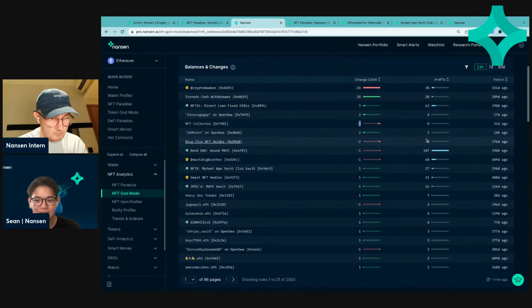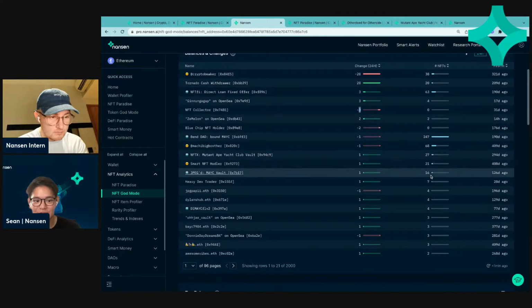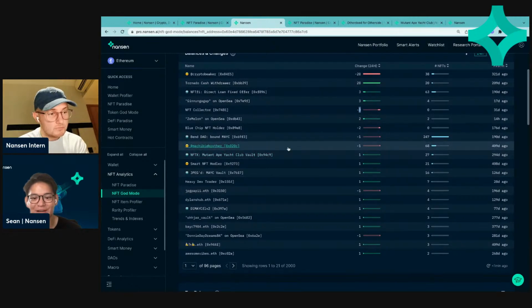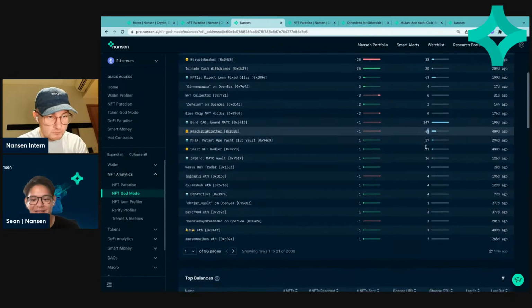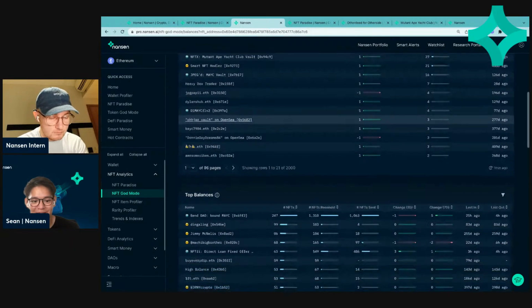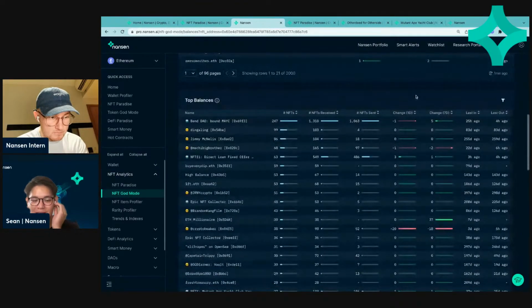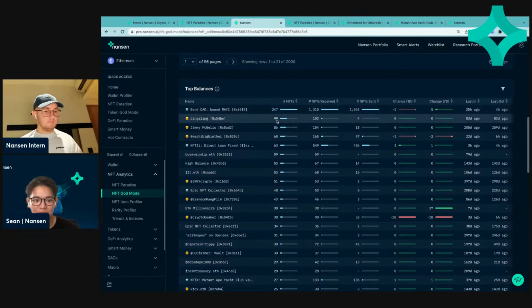You can see the balance of their NFTs as well. So you can see here Machi Big Brother has possibly transferred one or sold one, and right now his balance is at 68, which is still pretty high. Moving further down, you get the top balances of different wallets in the space. If you're someone who's really heavily into the ape ecosystem and you want to follow all these smart wallets that are holding on to it, feel free to set up smart alerts for them.